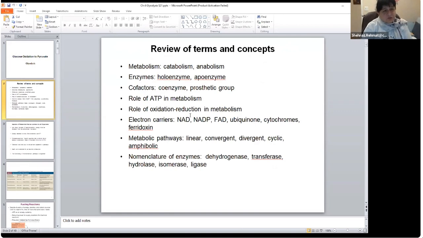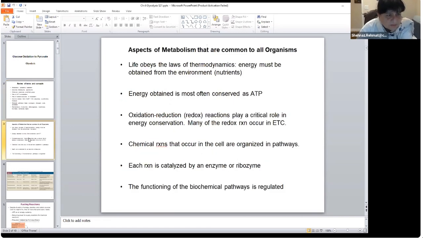Some of the terms that you should know and you should work on over the weekend or before the next class are: what is metabolism, what is catabolism, anabolism, enzymes which are called holoenzymes, apoenzymes, cofactors, coenzymes, prosthetic groups, role of ATP, role of oxidation reduction in metabolism, electron carriers such as NAD, NADP. So I will go through some of these very quickly because I expect you to know. So these are reviews that we will run through as much as we can right now.